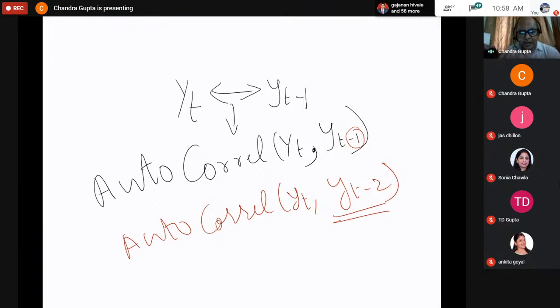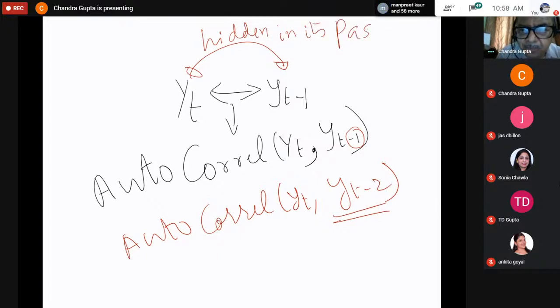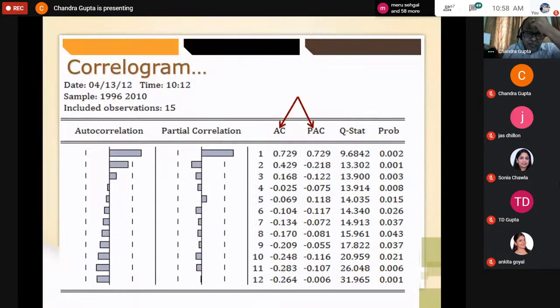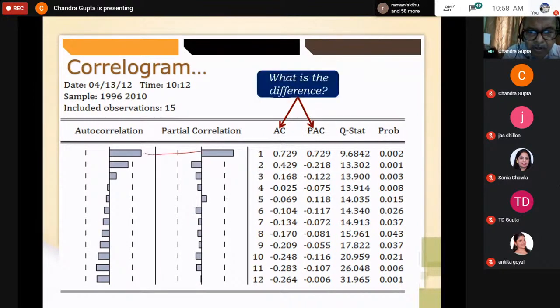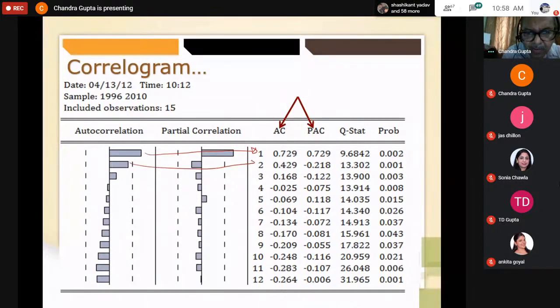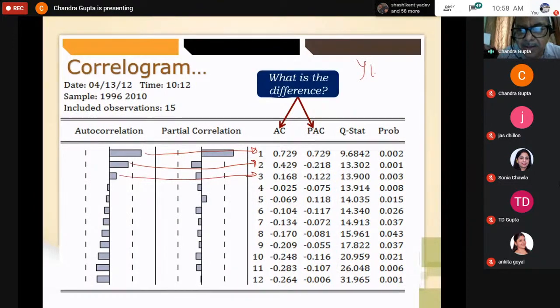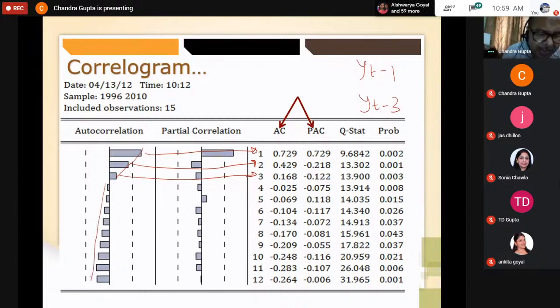underlying pattern in a particular time series, and it also reveals whether any information is hidden in its past. Okay, and this is the kind of graph you will get. You have autocorrelation for different lags. So when I say lag 1, that means I'm talking about Yt minus 1. Lag 3 means I'm talking about Yt minus 3. And for different lags, you will get different values. And you see positive correlation declining, negative correlation increasing, that's what it shows.